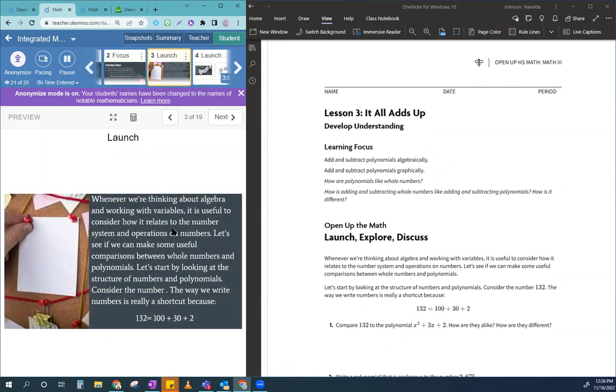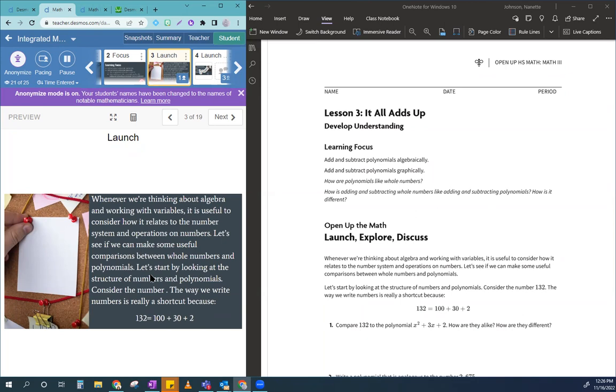Whenever we're thinking about algebra and working with variables, it's useful for us to consider how it relates to numbers, systems, and the operations on numbers. Please listen. One of my phrases that you will consistently hear me say in this unit and for the rest of the school year is, if it works in number land, then it has to work in algebra land, or in integrated 3 land, or in polynomial land. Because the only reason why we have polynomials is because we understand the general truths that are true in number land. So let's see if we can make some useful comparisons between whole numbers and polynomials.